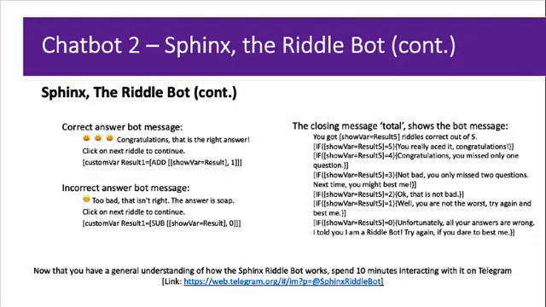If the user answers correctly, they'll be taken to correct answer with the bot message, "Congratulations, that is the right answer. Click on next riddle to continue." Here again, you can see that there are square brackets that provide the information that we'll be using to total the user's score. If the user answers incorrectly, they'll be taken to incorrect answer with the bot message, "Too bad, that isn't right. The answer is soap. Click on next riddle to continue."